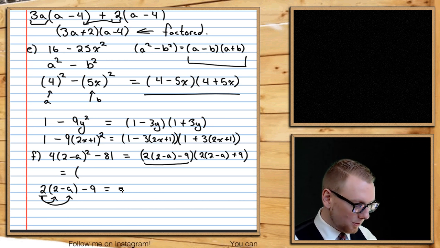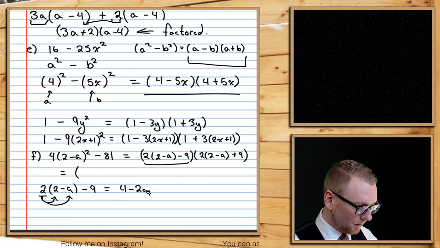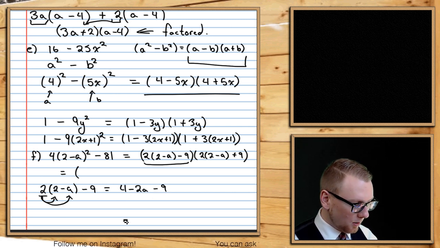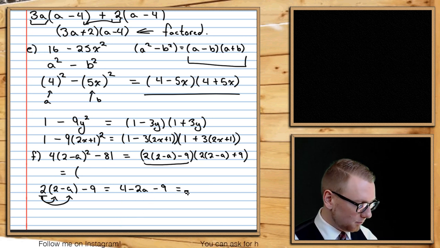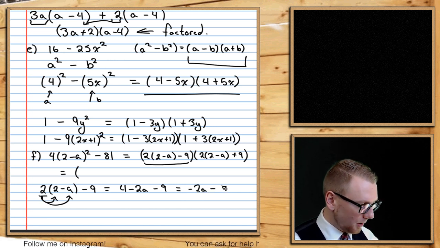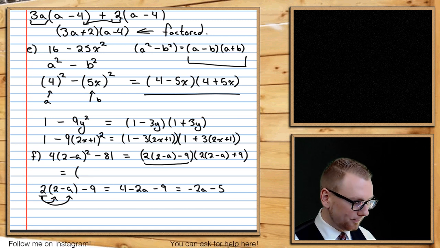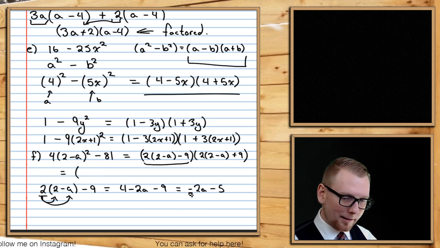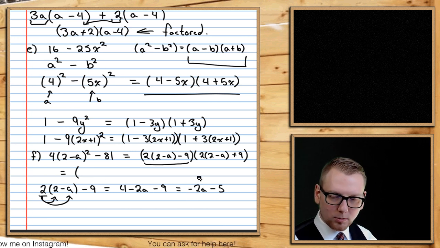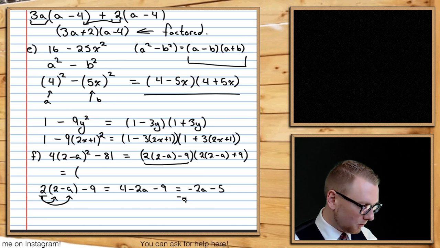Yeah, 4 minus 2a. So we have 4 minus 2a, and then we have a minus 9. So what's 4 minus 9? Got minus 2a minus 5. Okay. There's a minus in both of them, so we can factor out a negative 1. So this will be a negative 1 times 2a plus 5.